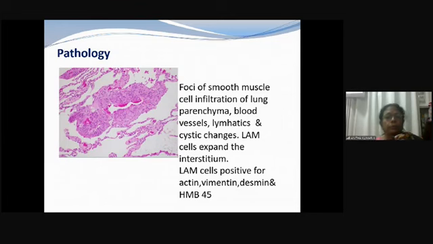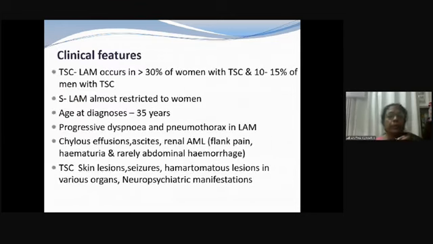Coming to the clinical features, 30% of women with tuberous sclerosis develop LAM, and 10 to 15% of men with tuberous sclerosis develop LAM, whereas sporadic LAM is almost restricted to women. The average age of diagnosis is 35 years. There are reports of prepubertal females having LAM, and also those above the age of 80 presenting with LAM. Usually they have progressive dyspnea, basically because of the diffuse cystic lung disease, and sometimes because of associated effusions. They may present with pneumothorax.